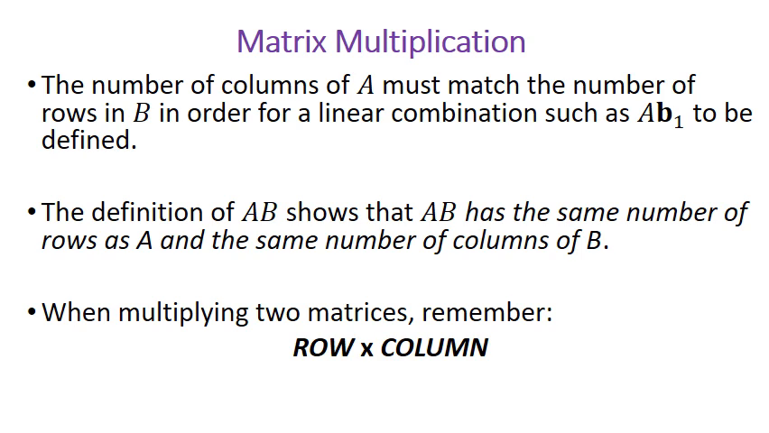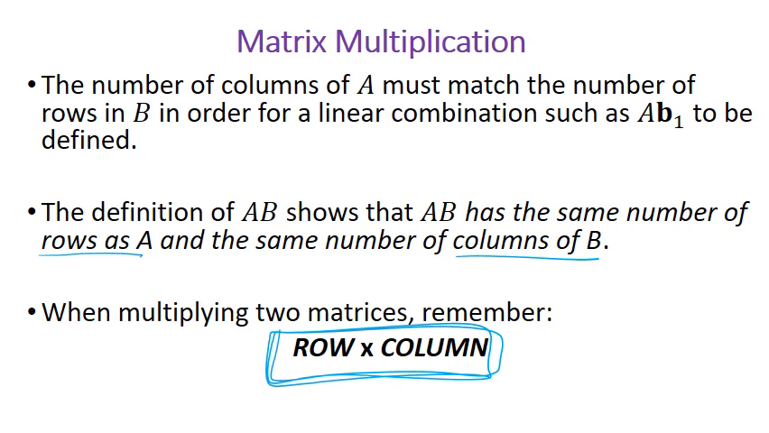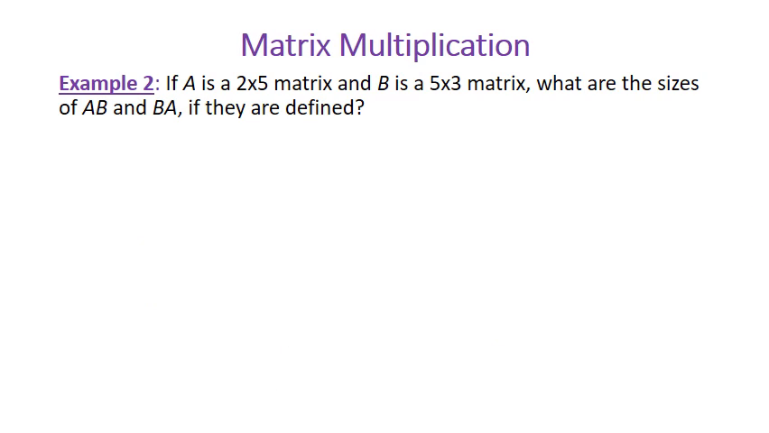So basically, you need the same number of columns in A as rows in B. And I'll show you how to look at this in a minute. But this here is a good piece of advice. When you're multiplying, it's always the row times the column. And I'll show you an example of that here in a second. So here's what I mean.